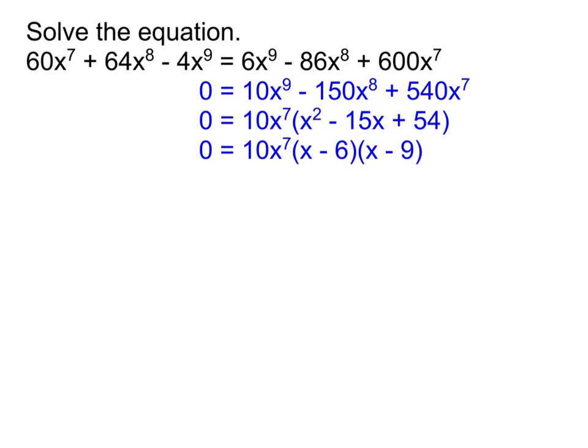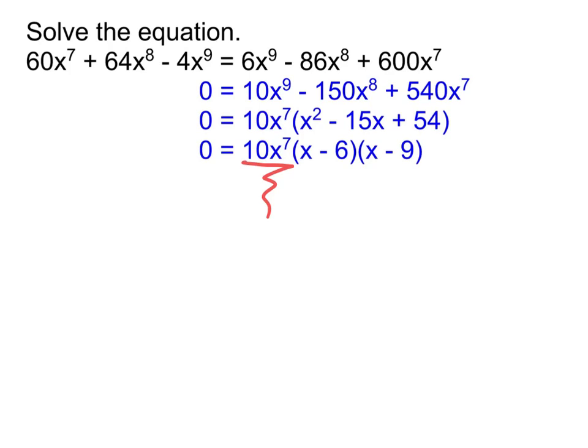I've now completely factored this problem. I set it equal to 0, then factored it as much as I possibly can. That means I now can actually find the solutions, because I now want to figure out what can I plug in for x there that is going to make the whole thing equal 0. So what can I plug in for x there that would make the whole thing equal 0?